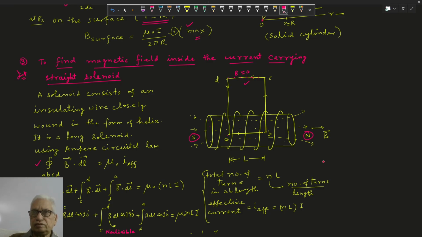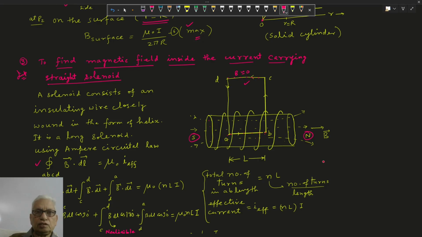So the direction inside will be south to north, and for the AB wire, the angle between this wire AB and the magnetic field is 0 degree. For the BC wire and AD wire, this angle is 90 degree. The wire is like this, and the magnetic field is perpendicular to it like this. South to north magnetic field and this wire are both perpendicular. Therefore the direction A to B is along the magnetic field, and for CD it is opposite, so theta will be 180.